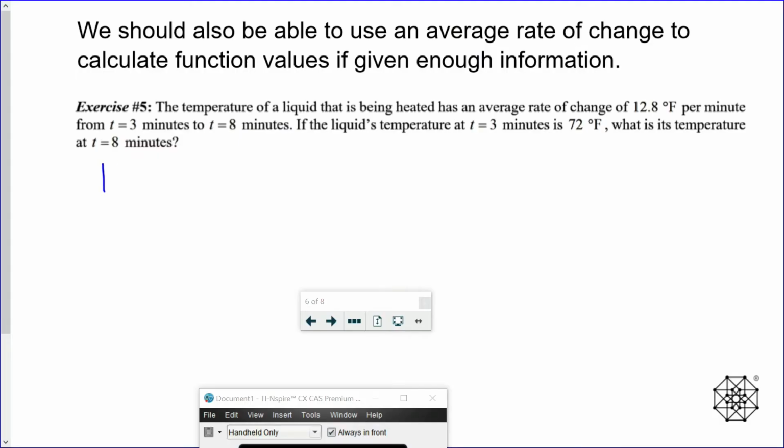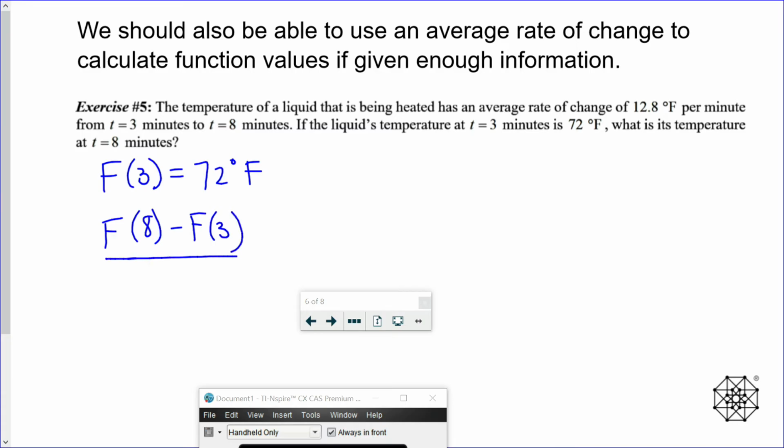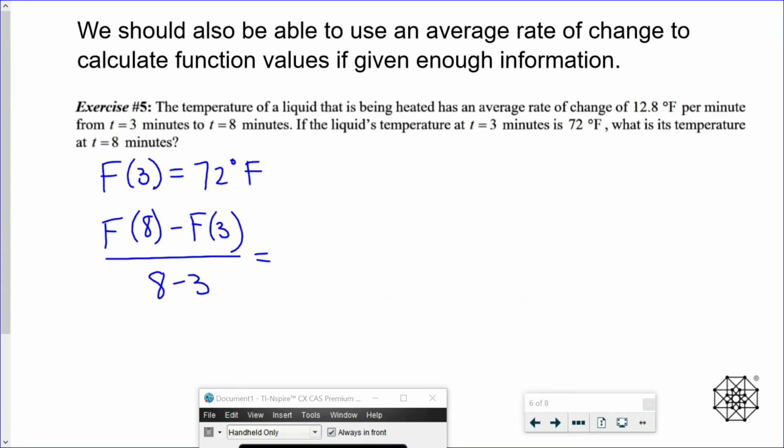What I know at this point in time is that capital F of 3, my Fahrenheit temperature at 3 minutes, was 72 degrees Fahrenheit. I also know that f of 8 minus f of 3 all over 8 minus 3, that's my average rate of change, is equal to 12.8 degrees Fahrenheit per minute. So now I can do some substitution. I can say f of 8 minus 72 all divided by 5 is equal to 12.8.